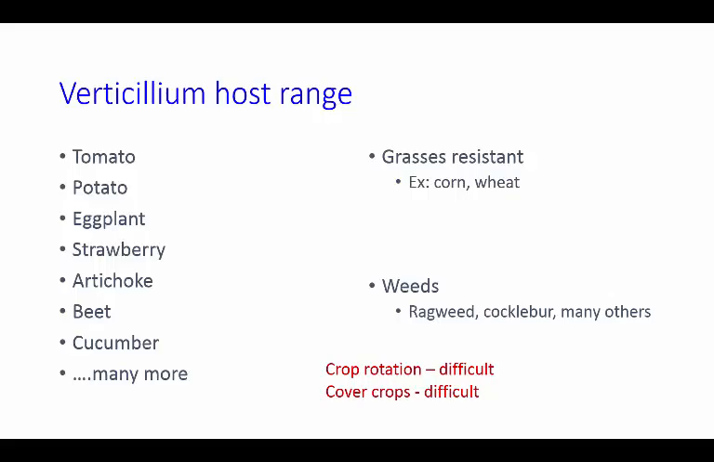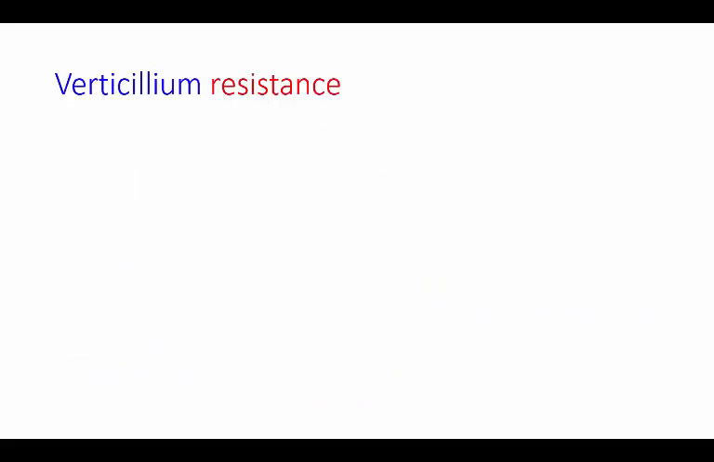So if you have a site where you have a known history of verticillium wilt, you'll need to take that into consideration. Fortunately, resistant tomato varieties are available. Another option, if you have a history of verticillium wilt in tomato, is to use a resistant rootstock.